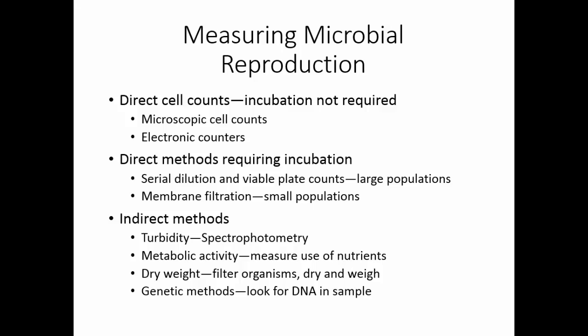Or you can look for genetic methods. Remember, we've said that most prokaryotic cells have yet to be cultured, but we find them in the environment. If we find a DNA sample and then look for how much of that DNA is present, we can determine approximately how many organisms are in that particular environment.